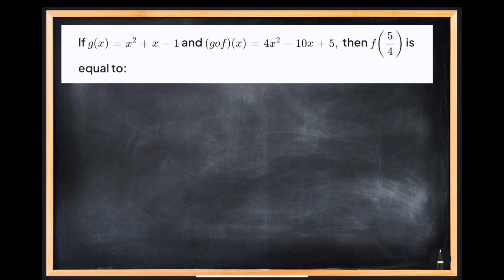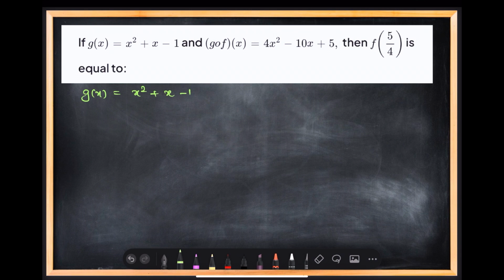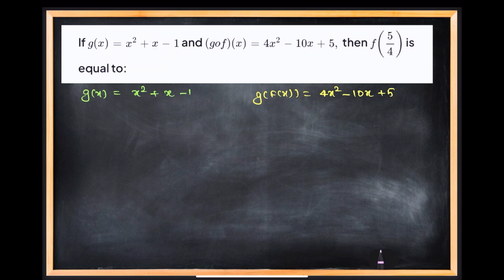So we got this situation to handle. We have g of x as x square plus x minus 1, and they have given you g of f of x as 4x square minus 10x plus 5. Now look at this question. They are asking you to find out f of 5 by 4.